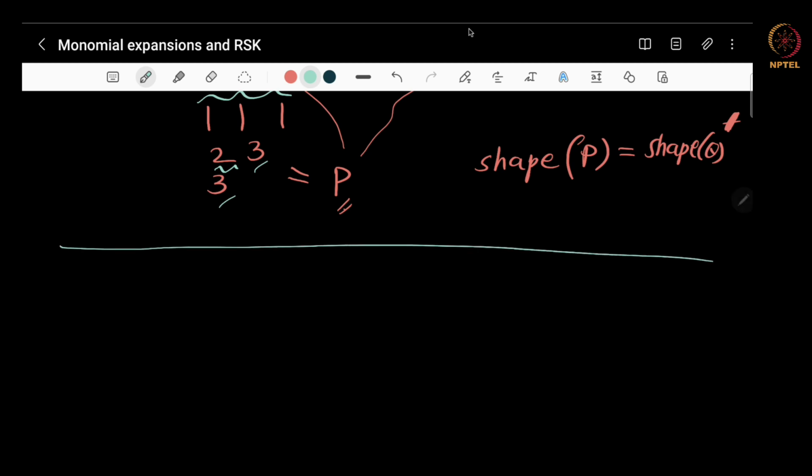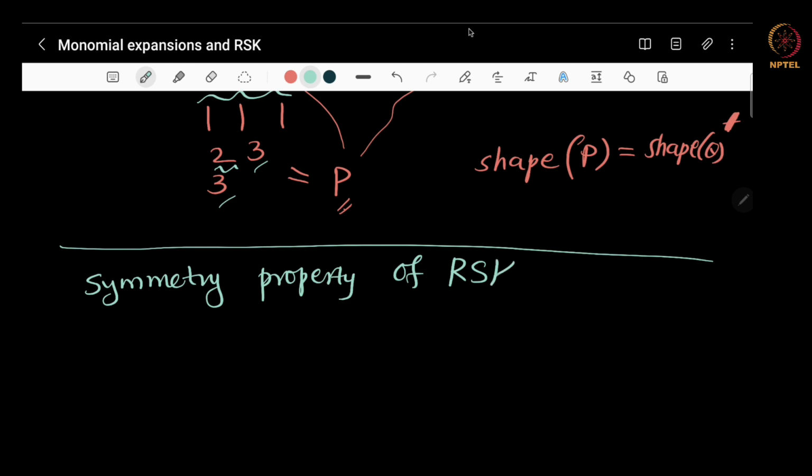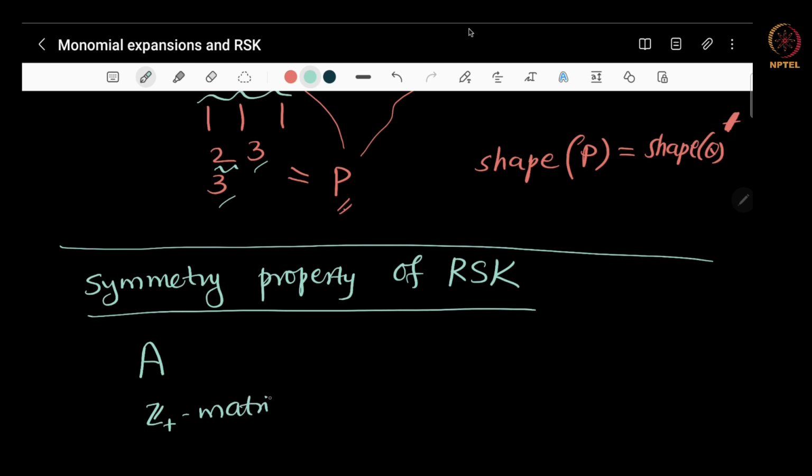And one more remark that I wanted to make about just the usual RSK is the symmetry property. Okay, so this is the usual RSK algorithm itself, which is you take a matrix A, right? This is just a non-negative integer matrix, and to that you associate a pair of semi-standard tableau of the same shape. So this is the usual RSK, not the dual RSK. The shapes are the same.